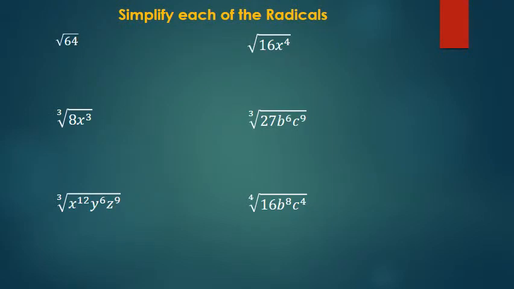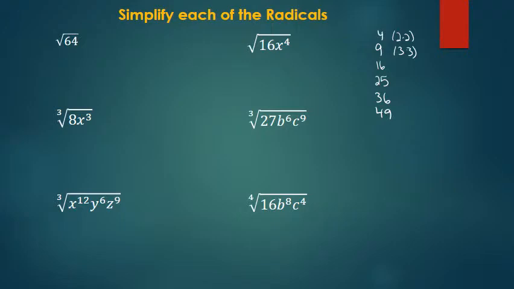Here we're being asked to simplify each of the radicals. I always start by making a list of the key perfect squares and perfect cubes that I might encounter. So for example, I would have 2 times 2 is 4, 3 times 3 is 9, 4 times 4 is 16, 5 times 5 is 25, and again I'm getting this by 2 times 2, 3 times 3, and so forth. 6 times 6 is 36, 7 times 7 is 49, and so forth.